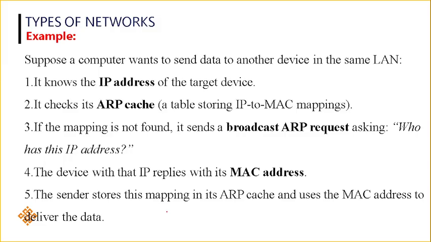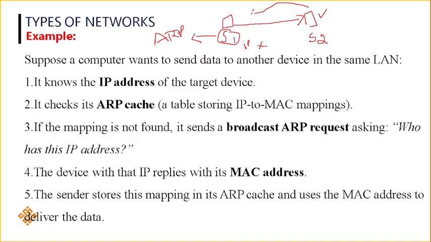So we will see one small example to make it understand. Think that there are two systems, system 1 and system 2. Now this system 1 wants to send data to system 2, but system 1 has the IP address of system 2, but it doesn't have the MAC address. Now this system 1 will use the help of ARP protocol to get the MAC address of system 2, and then it will transfer the data with the help of IP address of system 2.